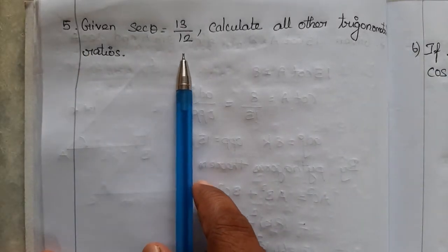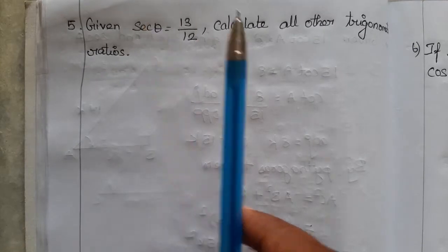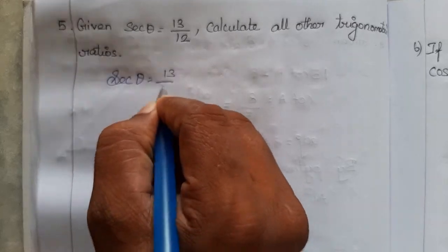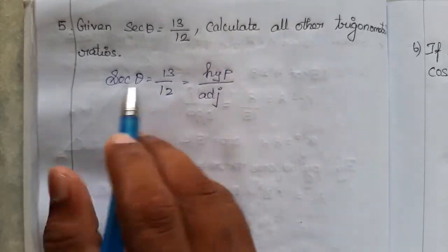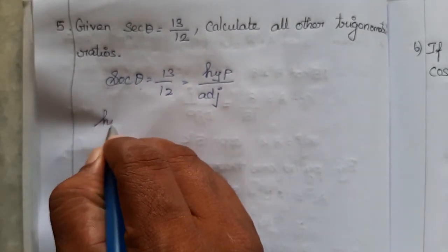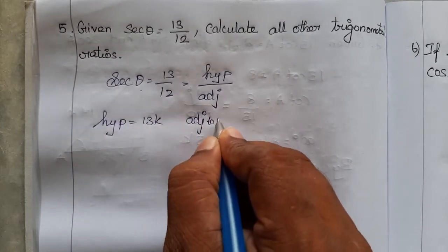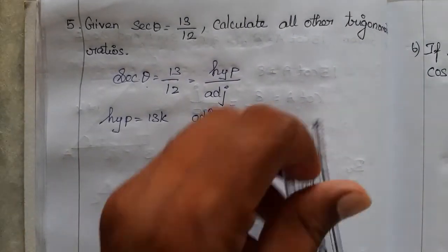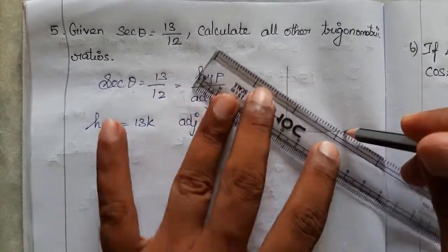Given sec theta is equal to 13 by 12, calculate all other trigonometric ratios. So all other means except sec: sine, cos, tan, cosec and cot we have to find. So given is that sec theta is equal to 13 by 12. Which means we know that it is hypotenuse by adjacent. Here just theta is given, it doesn't mention ABC, we can choose anything in the figure. So we can say that hypotenuse is equal to 13k since it is in the ratio, and adjacent to theta is 12k, right? So figure representation is very important to find the next side, the one more side we have to find.